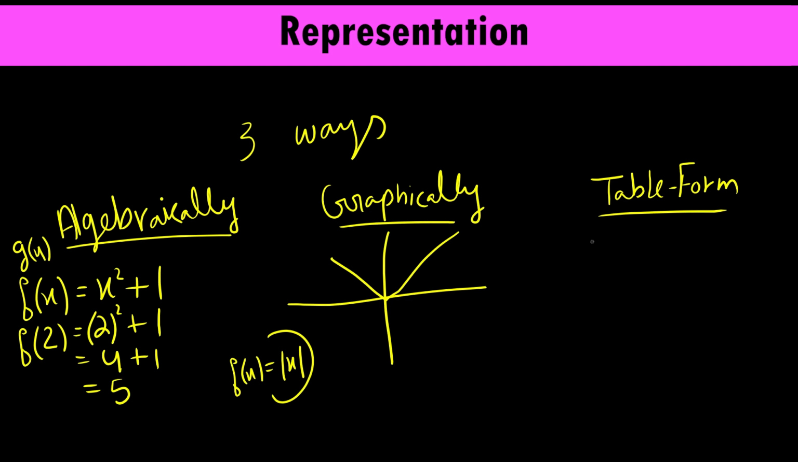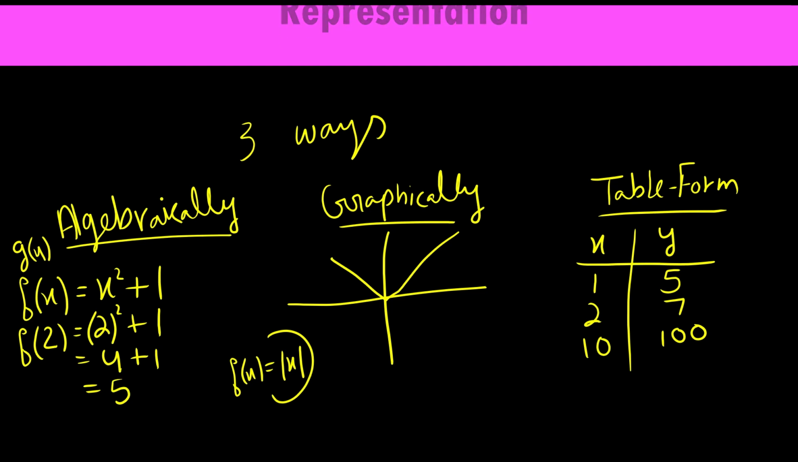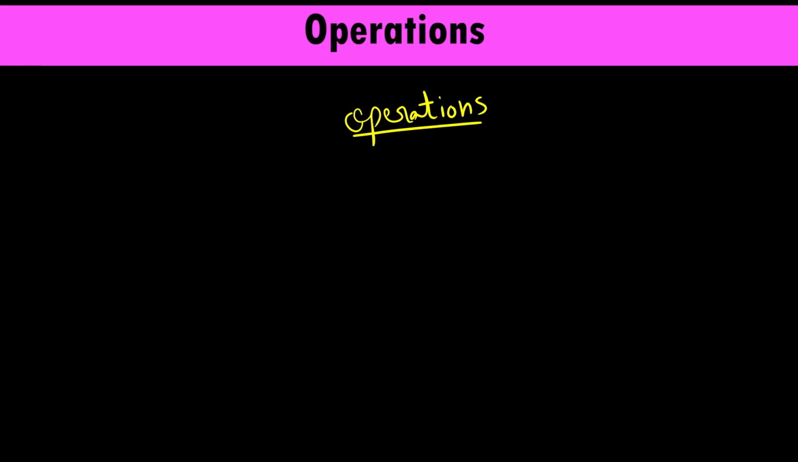There are many functions which have their graphical representation, and in table form it's very easy. For example, let me write two columns. Let's say x is the input column. So whenever I input 1, I get 5. I input 2, I get 7, then 10, 100, for example. This is just an example. So the point here is to make you understand there are three ways to represent a function: algebraically, graphically, and in table form.